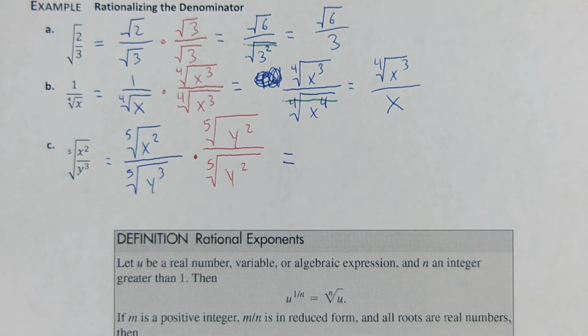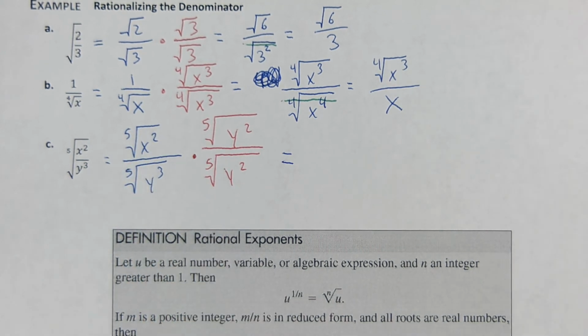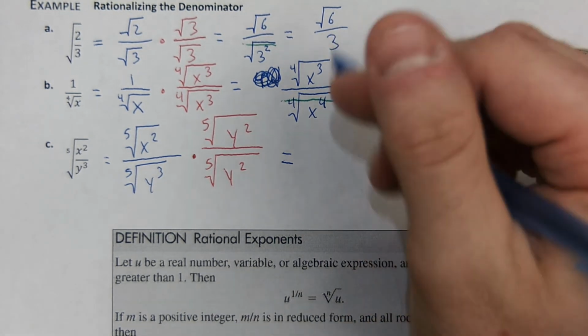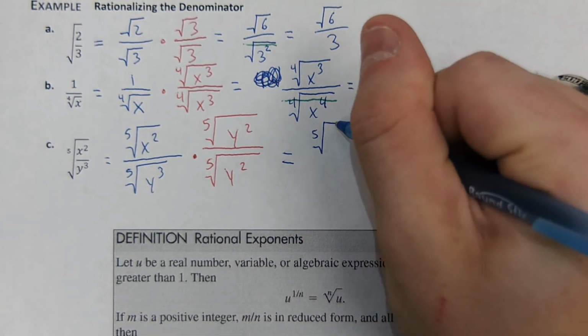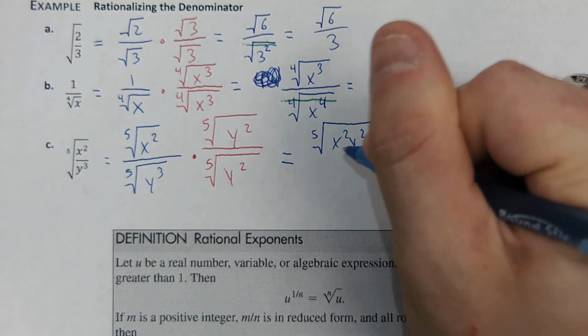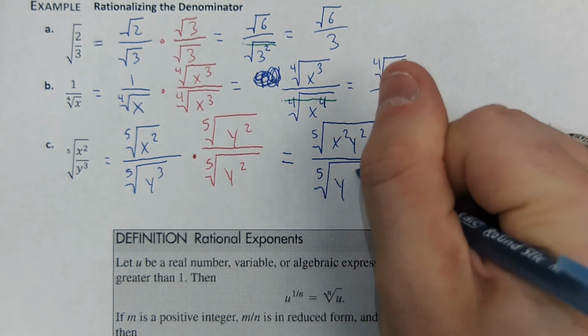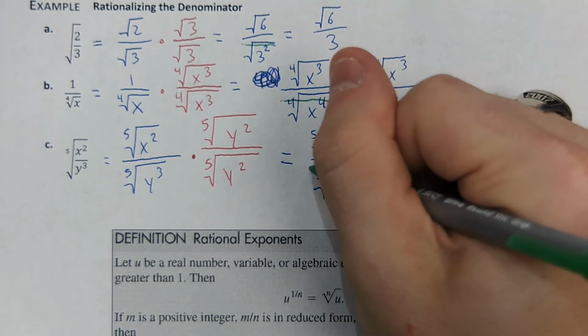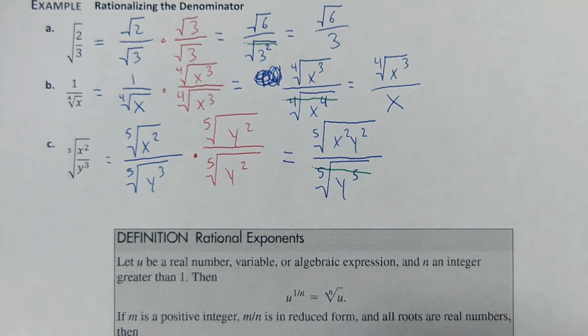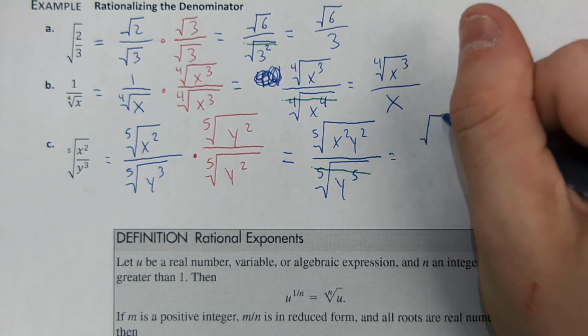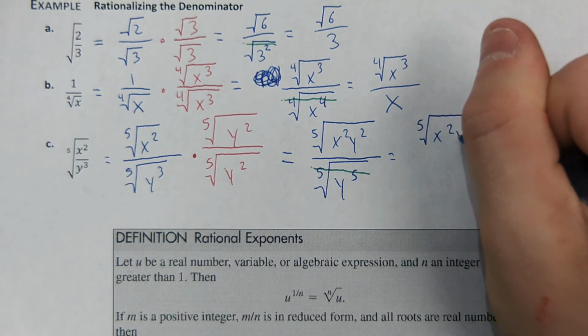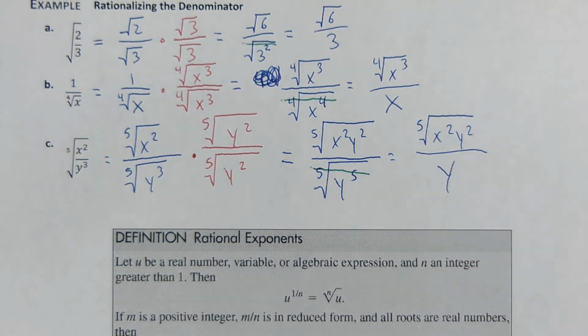That makes us happy. And on the top, since they have the exact same root index, I can use rule number 1 in reverse, that's in that box at the top of the page. Because they have a matching index, I can put both the x squared and the y squared inside that radical. Fifth root of x squared y squared over, and on the bottom, like I said, fifth root of y to the fifth. Hopefully it's becoming insanely obvious: when the indices match the exponents, they cancel each other out. And there it is.